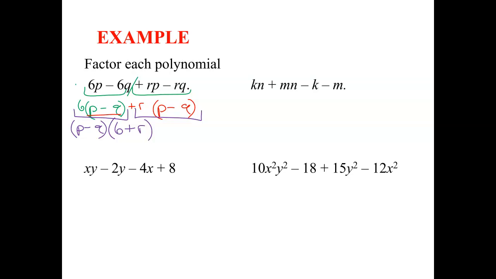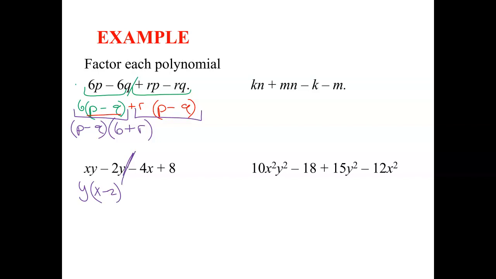When I look at the one underneath that, xy minus 2y minus 4x plus 8. What's my GCF for my first two terms? Y. What am I left with? Minus 2. So we factor out y, we're left with x minus 2.